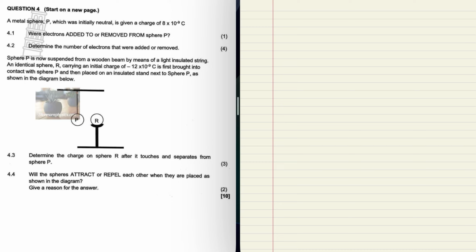Question 4.2 says, determine the number of electrons that were added or removed. So here we are going to say that Q is equal to N times Qe. The current charge is 8 times 10 to the power negative 9. That's equal to N, which is what we want, multiplied by 1,6 times 10 to the negative 19. That is a constant. That means N is equal to 5 times 10 to the power 10 electrons.